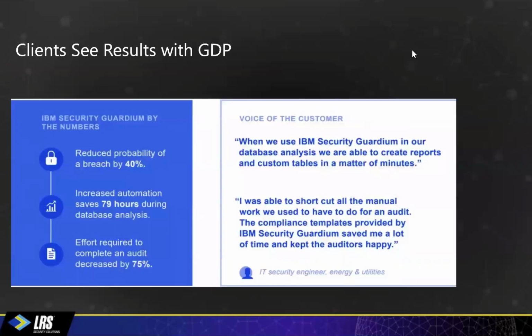And really the fact is Guardian customers are seeing results. So recently, IBM had asked Forrester to interview one of their longtime Guardian customers and put together some projections on potential benefits that Guardian can provide to new clients. Some of those highlights that came from that report are as follows. The likelihood of a data breach was reduced by 40%, increased automation saved this company almost 80 hours of time while they were doing database analysis. And it reduced the effort and time to prepare for an audit by 75%.